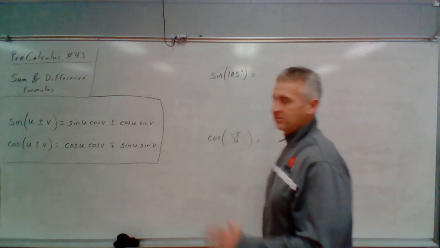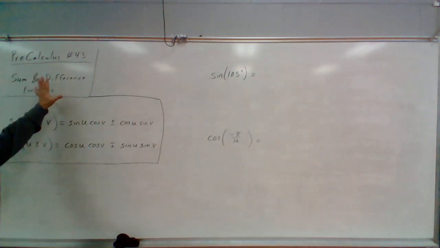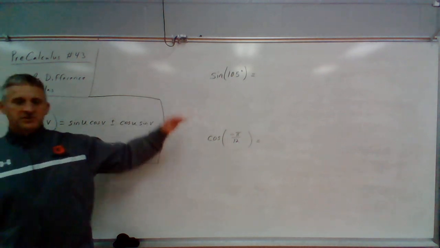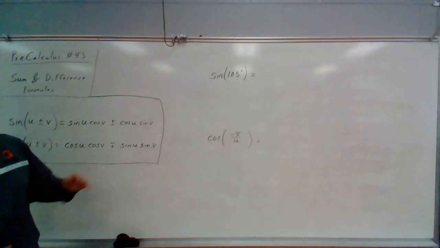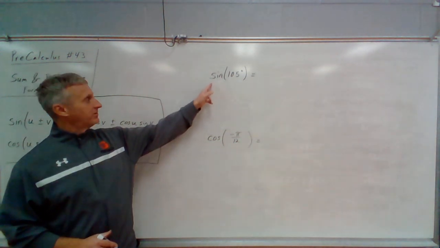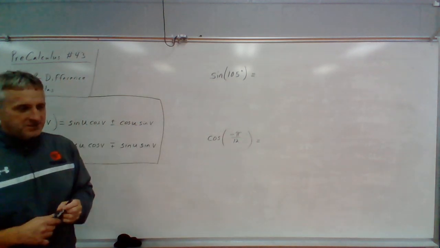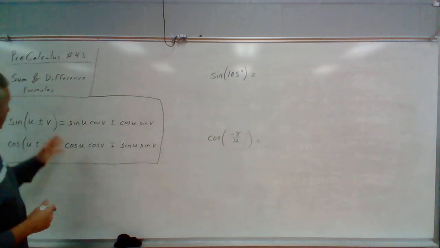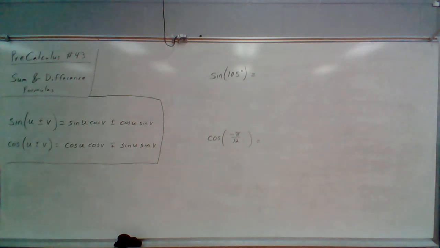All right, let's use some sum and difference formulas to find the sine and cosine of some angles that we've not been able to find up until now. So, for example, maybe I want to find the sine of 105 degrees. So far we don't know how to do that. That's not one of our special angles. But these formulas will allow us to find the sine of 105 degrees.